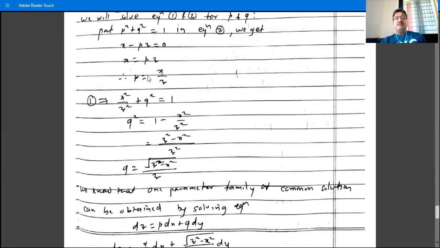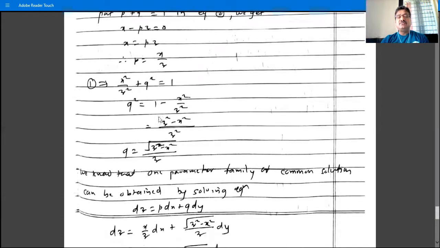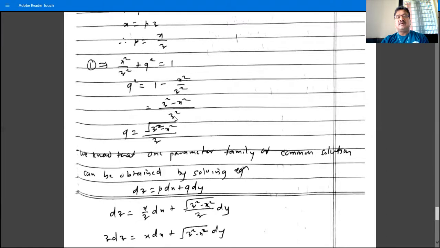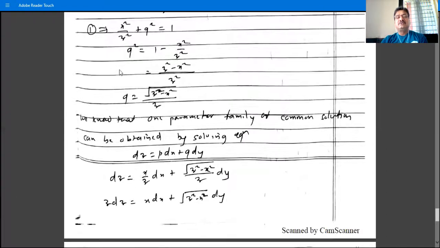Put this value p = x/z in equation number 1. What is equation number 1? p² + q² = 1. So p² = x²/z², plus q² = 1. So q² = 1 − x²/z². Take z² as LCM, so q² = (z² − x²)/z². Take the root of both sides. So q = √(z² − x²) divided by √z², which is z.